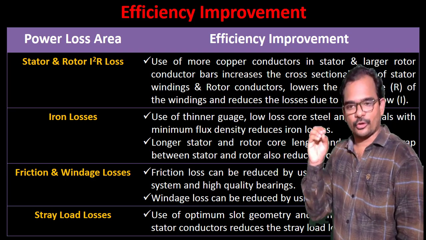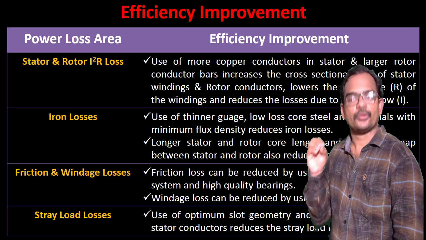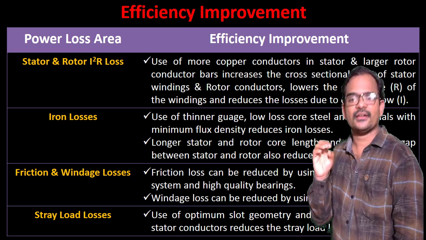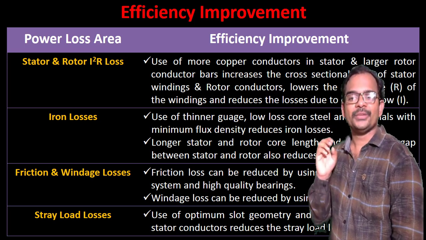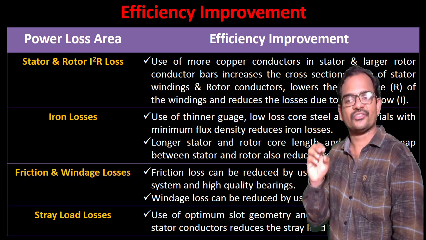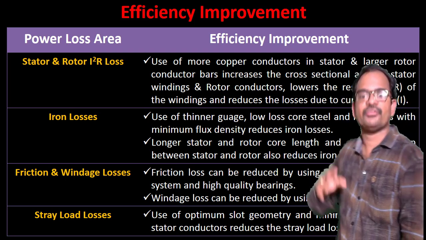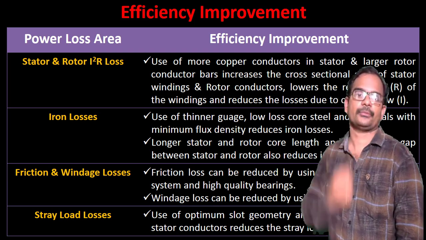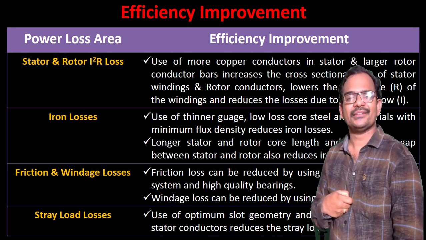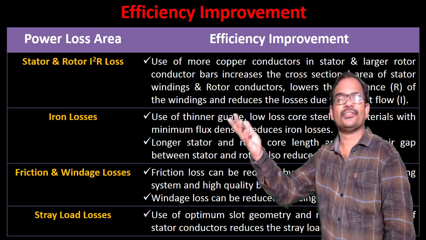Use of optimum slot geometry and minimum overhang of stator conductors reduces the stray load losses. In order that the stray load losses should be minimum, we need to do two things. One is we need to optimize the slot geometry, as well as we need to minimize the overhang of stator conductors. When you do these two modifications to your existing standard motors, then the stray load losses will be decreased. So when you do all these modifications concerning the different losses, obviously the standard motor is going to become an energy efficient motor by decreasing its losses and thereby improving its efficiency by 4 to 5% over the standard motor.